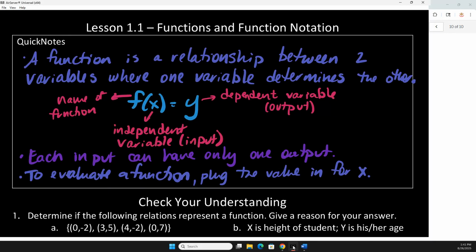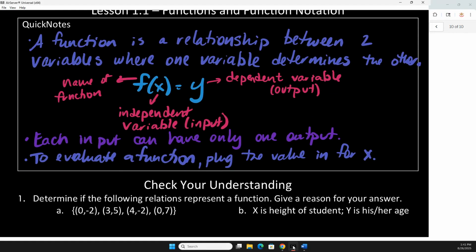Now it technically doesn't have to be a value, and we'll get to that when we get to example 2. So you can plug in a different variable. We're going to plug in a smiley face. So you just put something in for x to get the output.